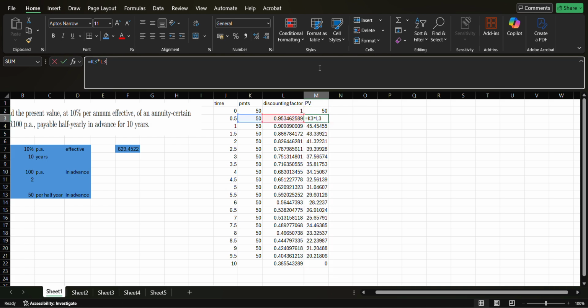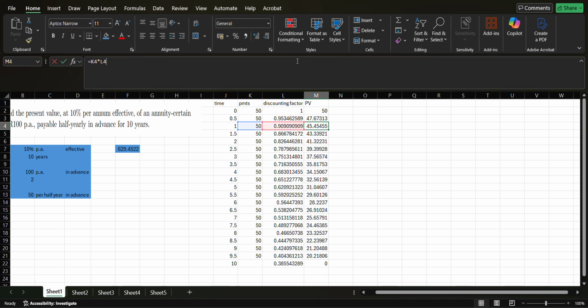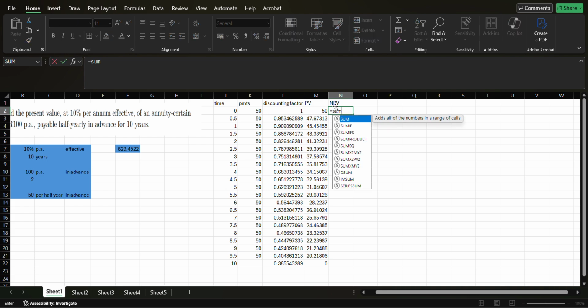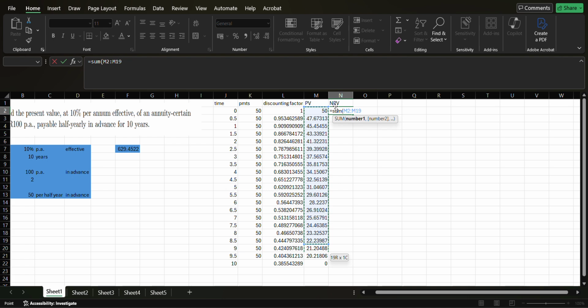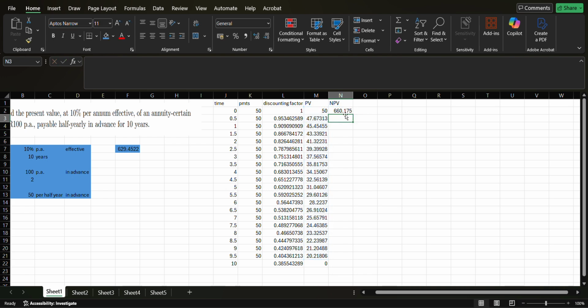So at time 0, comma 5, it's going to use the corresponding payments for 0, comma 5 and the discounting factor. Same with 1, same with 1, comma 5. And then to get the net present value or the value of the annuity, you simply sum all of these numbers. There's an Excel function called sum, which you can use to sum objects. So I'm going to sum all of these numbers in this column, and it's going to give us the answer.